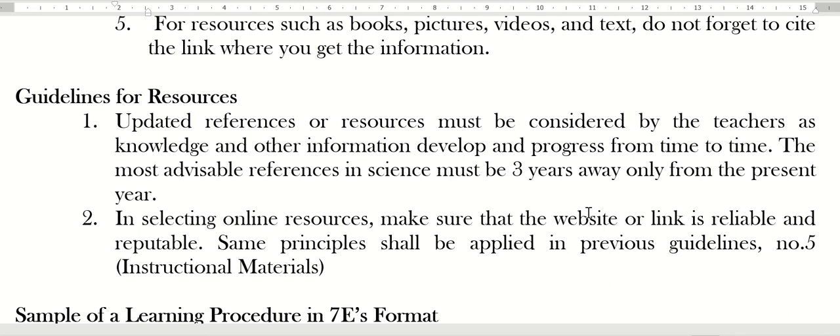Why? Because science in recent years progressed very rapidly. So we have to consider that. There are a lot of changes introduced by science. Number two, in selecting online resources, make sure that the website or link is reliable and reputable. Same principle shall be applied as in the previous guideline number 5, wherein you have to cite your information.